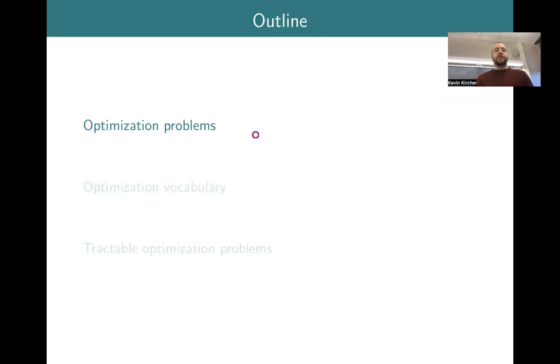Okay, so we'll start by talking about optimization problems. Just what are they, and how do we transform mathematical statements into these precise definitions? We'll talk about vocabulary, things like optimality and feasibility and so forth. And then we'll talk about tractable versus intractable problems, where tractable roughly means you can solve it well in a reasonable amount of time.